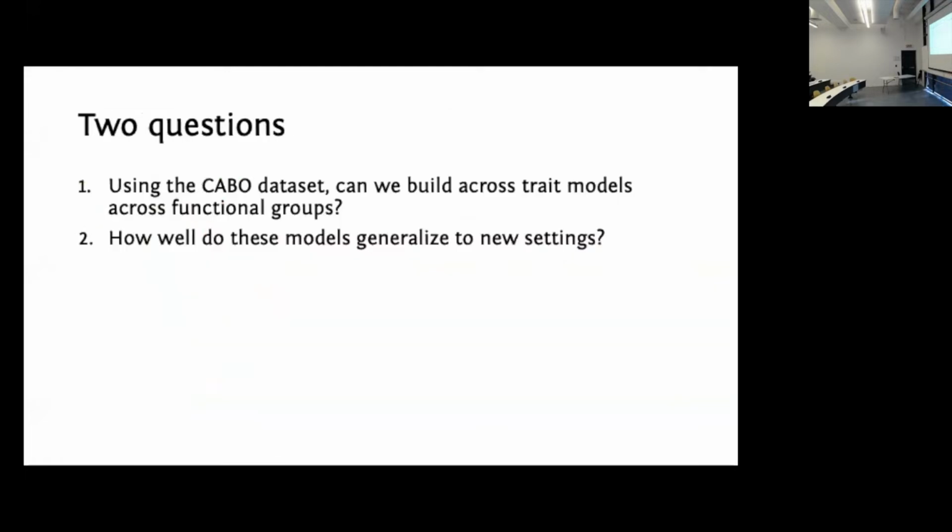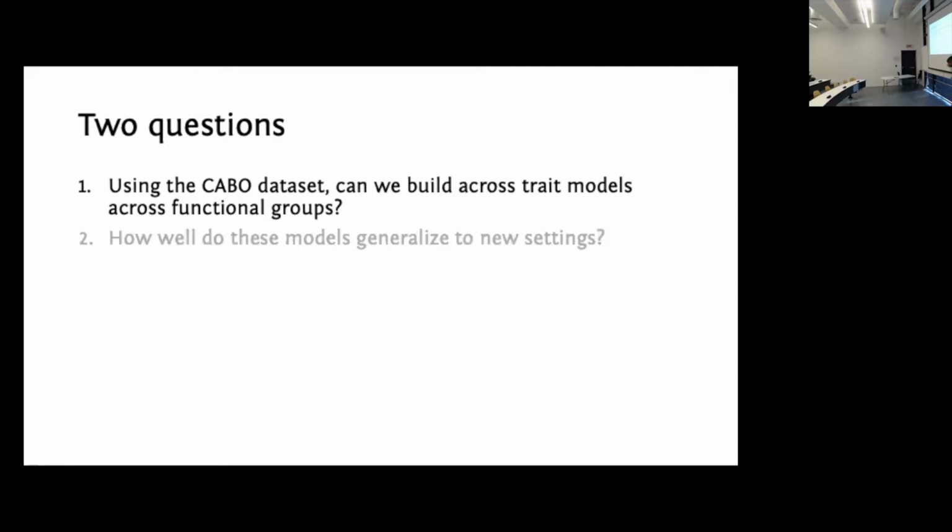So using the CABO data set, can we build trait models across functional groups? And how well do these models generalize to new settings? It's really a very basic goal. But potentially, if we can do this, then those models will be really useful for people who want to do functional ecology using spectra. It's a relatively easy thing to measure that would potentially give you a lot of information about many different traits, and so it can make certain aspects of functional ecology easier to study.